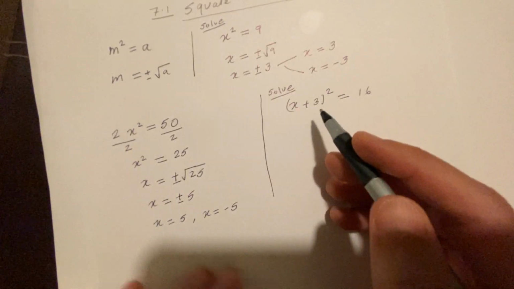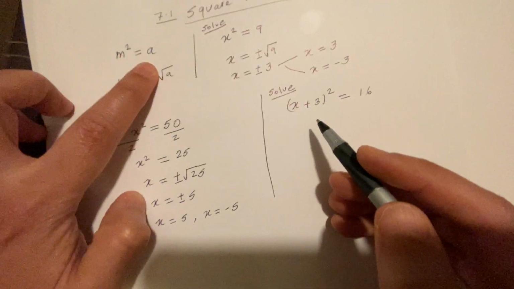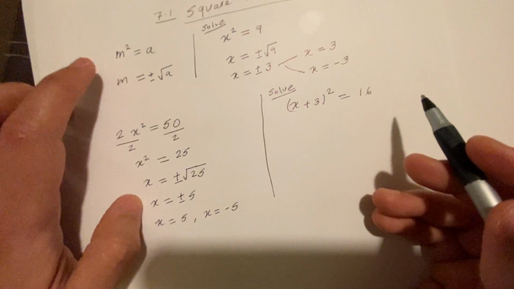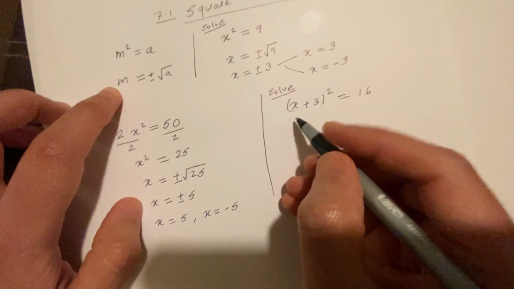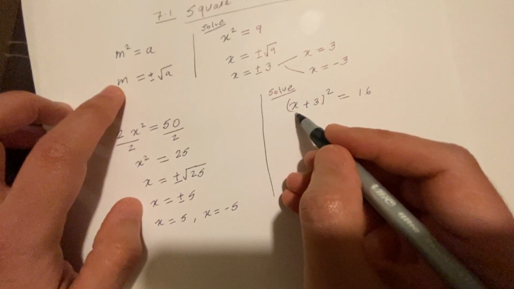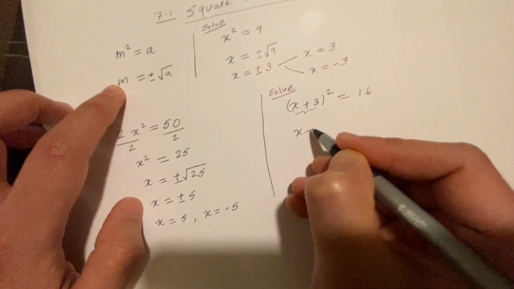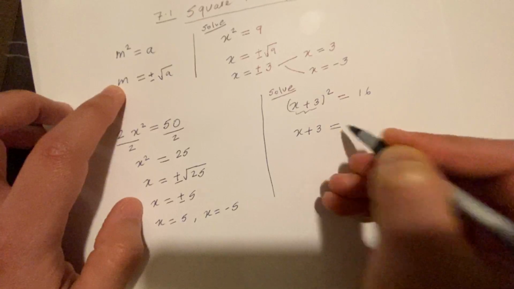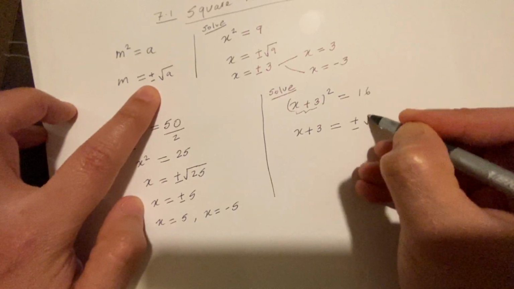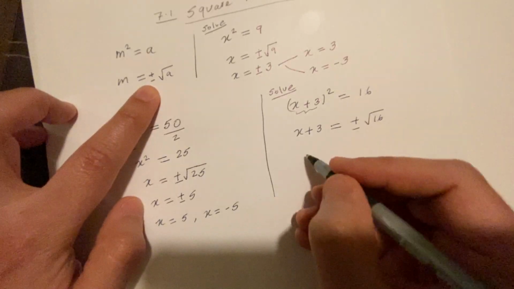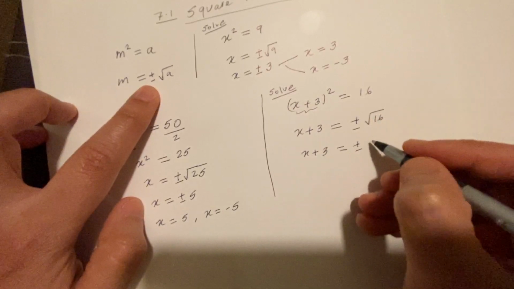Now, just like we did here, if we have a square term on one side and a number on the other side, then we can get rid of the square. Whatever is inside the square, in this case, our m here is going to be this whole thing that is inside the square, right? So x plus 3 equals plus minus, using this idea, plus minus square root of 16, right? So from here, x plus 3 equals plus minus 4.